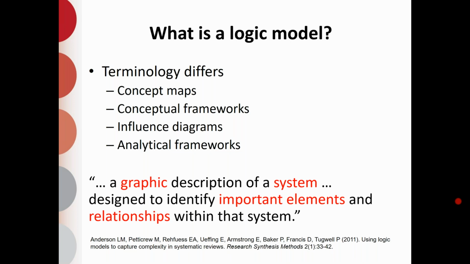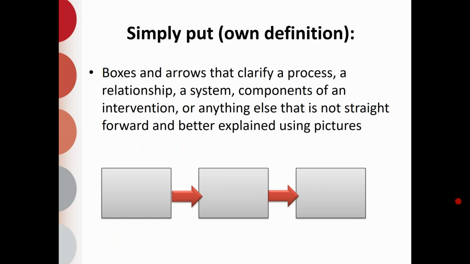A formal definition of a logic model is a graphic description of a system, which is designed to identify important elements and relationships within that system. So importantly, it's a graphic, so it's a picture, and then looking at the elements and the relationships within a system. I have my own definition that is just simply boxes and arrows that clarify a process or a relationship, a system, or components of an intervention, or anything else that is not straightforward and better explained using pictures. Okay, so boxes and arrows, I think, are quite an essential part of a logic model.